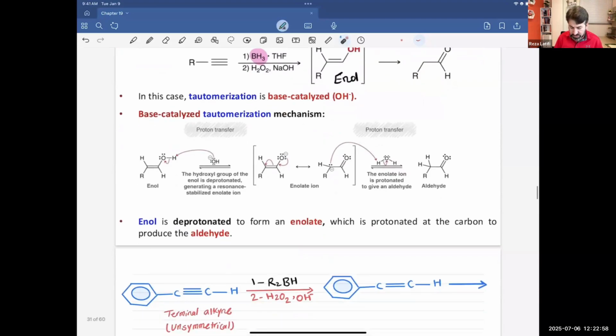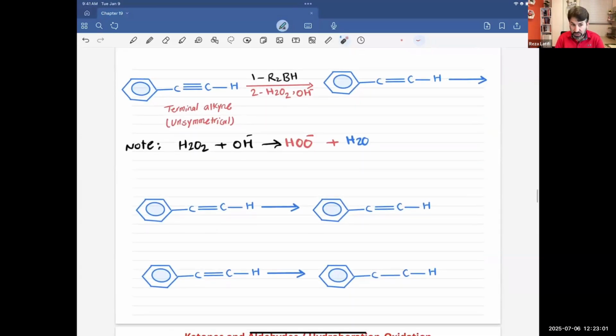Okay, let's practice an example. We have a terminal alkyne, clearly non-symmetrical, because it has one H attached to one side of the triple bond, and on the other side we have a phenyl ring. The addition is going to happen in a way that the hydride will be closer to the carbon with more substituents, and boron will be closer to the carbon with fewer substituents.